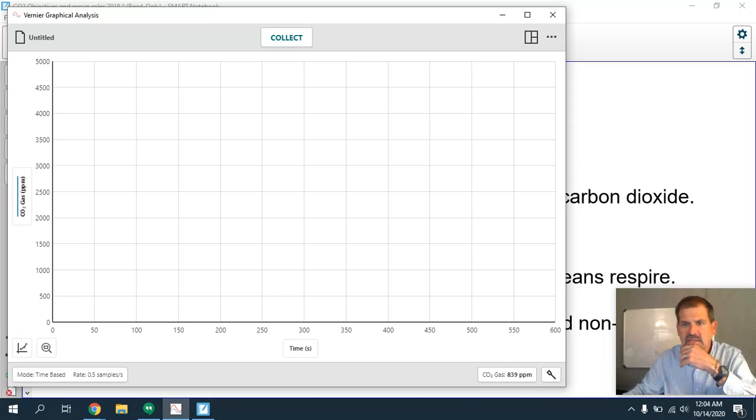All right, now as you can see down here, these are numbers. CO2 is measured in parts per million, and I'm going to hit the word collect.